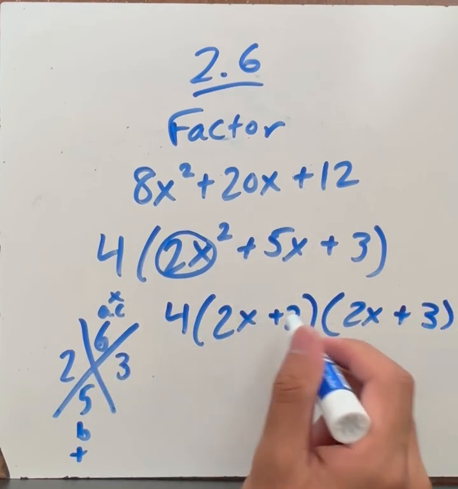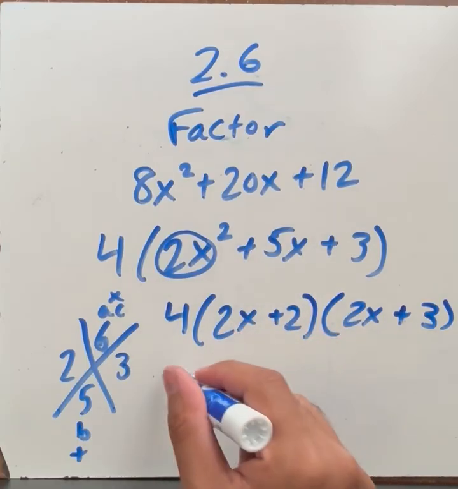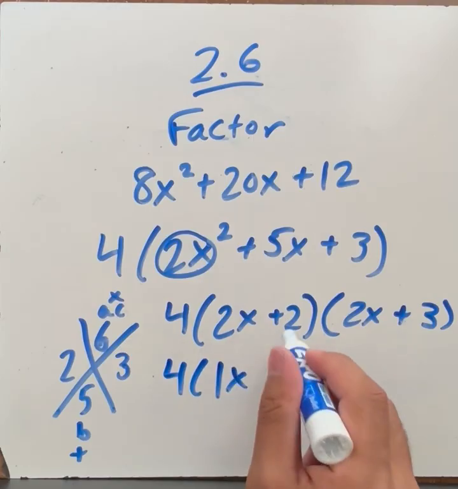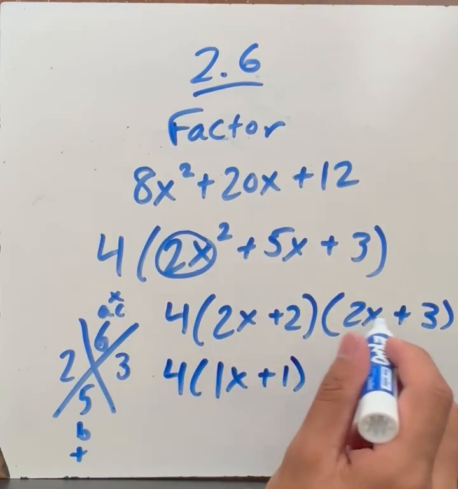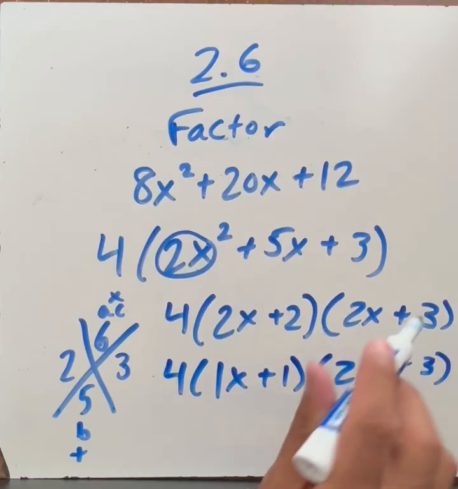Okay, final step, let's make sure that we can pull out anything if we can. So 2 and 2, they have a 2 in common, so let's make sure that we take that out of there. So 2 divided by 2 is 1, 2 divided by 2 is also 1. 2x plus 3, they don't have any common numbers, so we'll leave it as 2x plus 3, and then we have our final answer.